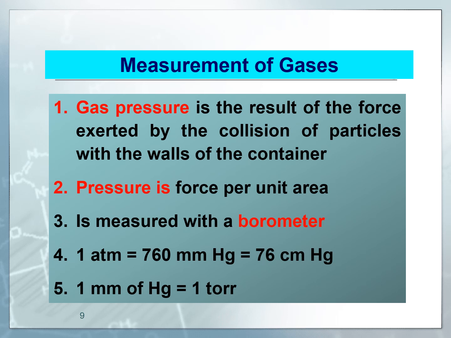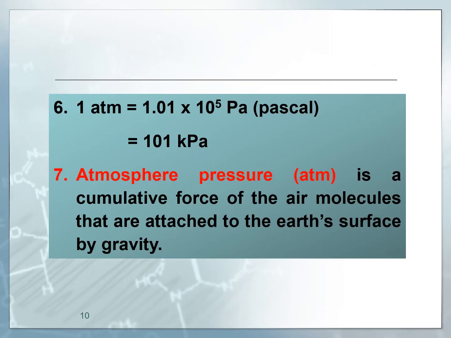A commonly used unit is atmosphere, atm. 1 atm equals 760 mm Hg equals 76 cm Hg. 1 mm of Hg equals 1 torr. Standard 1 atm equals 1.01 times 10 to the power of 5 Pascal equals 101 kilopascal. Atmospheric pressure, atm, is the cumulative force of the air molecules, which refers to nitrogen and oxygen, that are attracted to the Earth's surface by gravity.